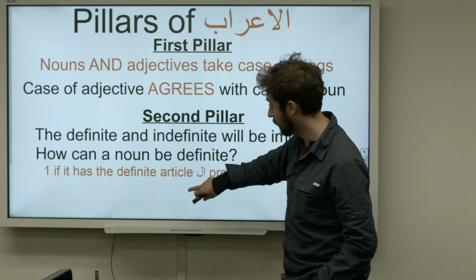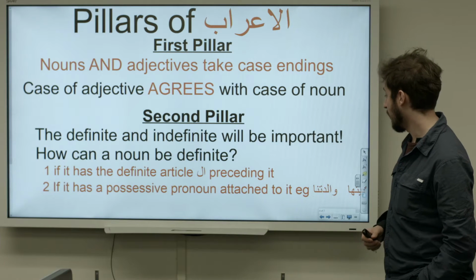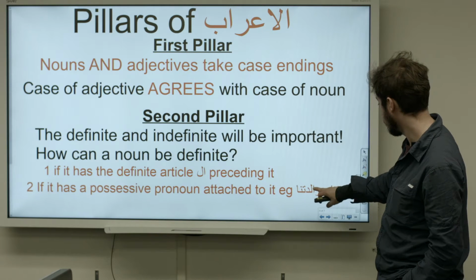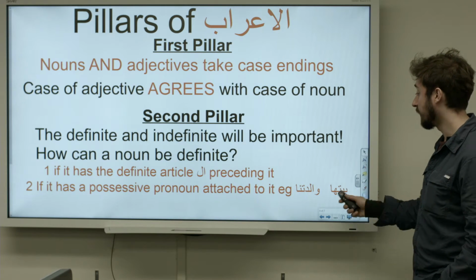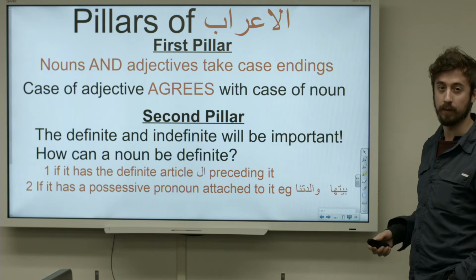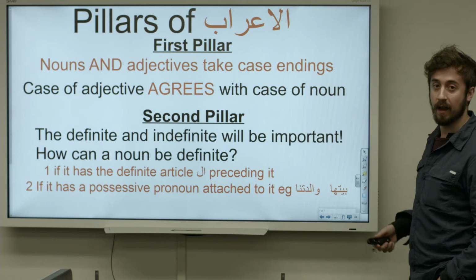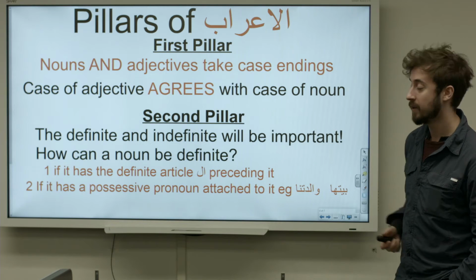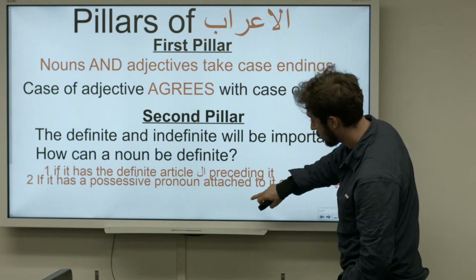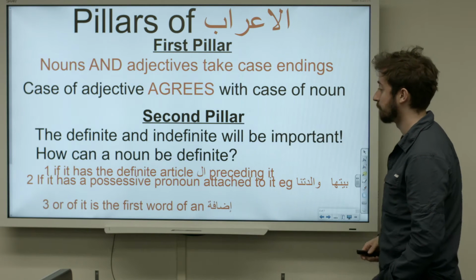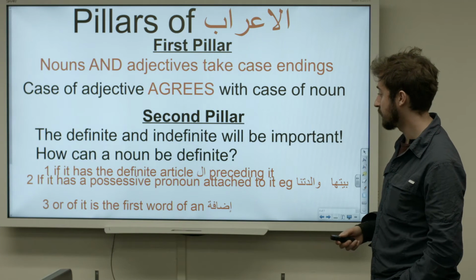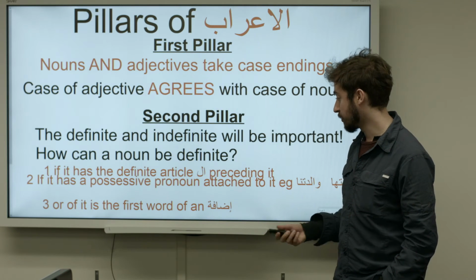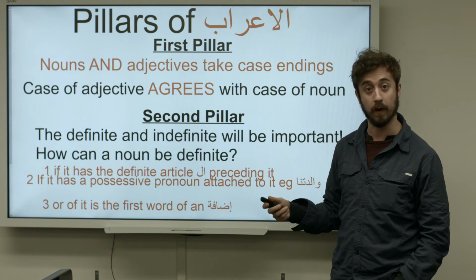The second way to tell if a noun is definite is if it has a pronoun attached to it. This right here says baytuha, or walidatuha. If it was just bayt by itself, it would be indefinite. But since it says her bayt, that changes it to a definite noun. Same with her mother. The third way to identify a definite noun is if it is the first, or actually a non-final word, in an idafa. Again, this should be a review, but keep this in the back of your mind as you move on.